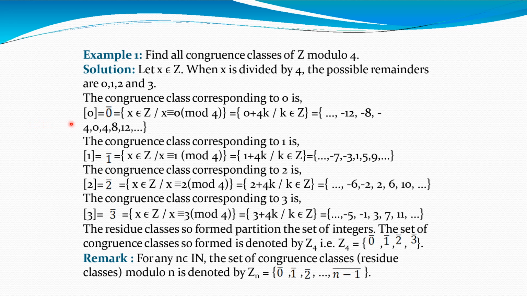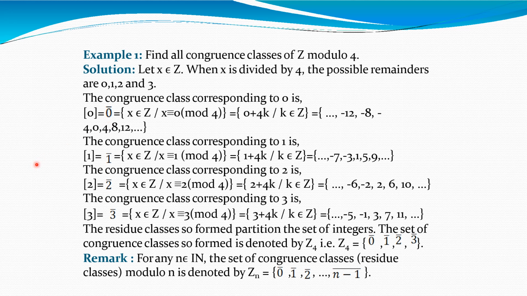Now to find the congruence class corresponding to 0, by the previous part, the congruence class of 0, which is 0 bar, is equal to {x in Z such that x is congruent to 0 modulo 4}. That means 4 divides x. So x is equal to 0 plus 4k, where k is an integer. So for k equal to 0, 1, 2, 3 and so on, the set contains 0, 4, 8, 12 and so on, minus 4, minus 8 and so on. So this is the congruence class corresponding to 0.